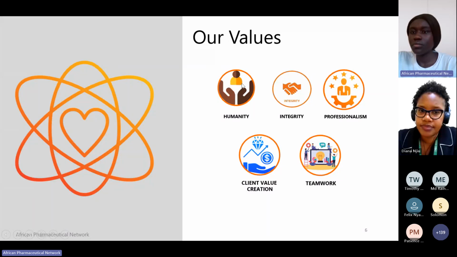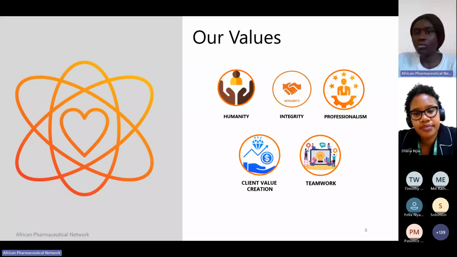Client value creation. We usually note that the client is our reason for being, and so we want to ensure that we provide the client with maximum value. That's why, for those of us that have attended our webinars before, we usually like to get your feedback. How did we do? What can we improve on? And how can we ensure that these webinars are actually of value to you by addressing the challenges that you have? And then teamwork, because we can only achieve so much as an individual, but we can achieve even more as a team.